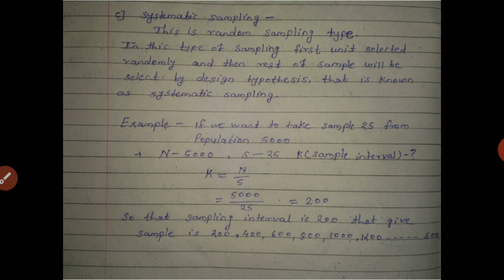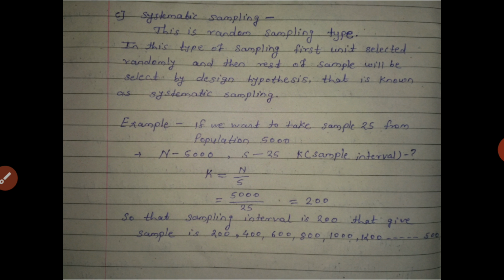Simply, we divide the total population by the sample size that we want to select. So we have 5000 total population, divided by 25, the sample that we want to select. So the sample interval is 200. That gives sample positions 200, then 400, 600, 800, 1000, 1200, and the last one is 5000. So this is how we can select the sample in systematic sampling.